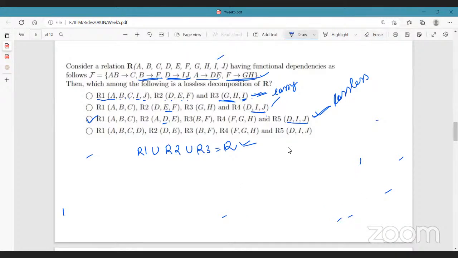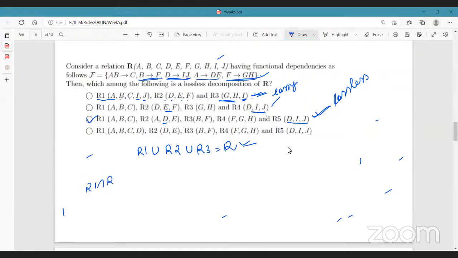Okay. So now we'll head to the next option. You can volunteer, anyone. Which relation shall we check? R1 and R2. Okay.